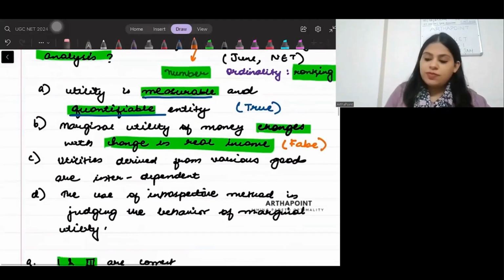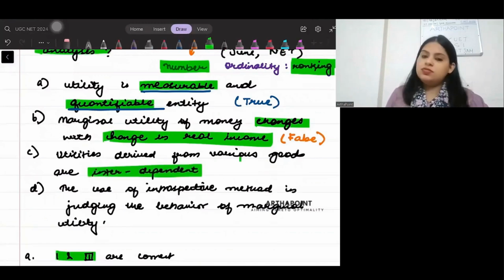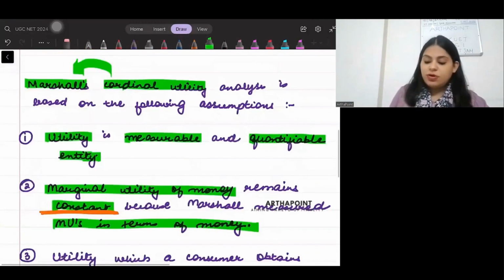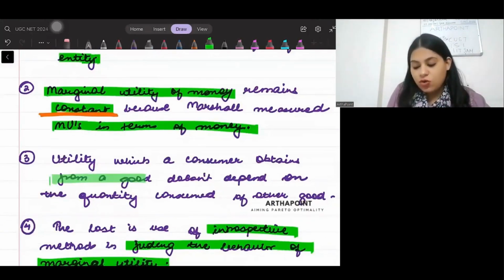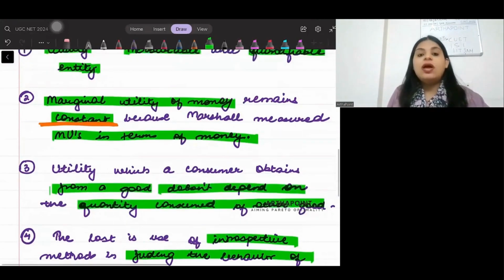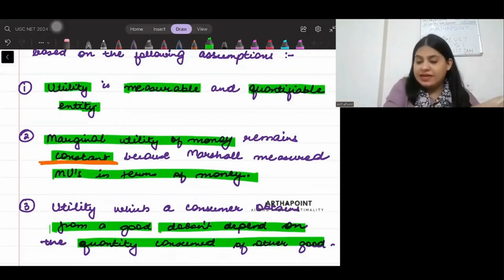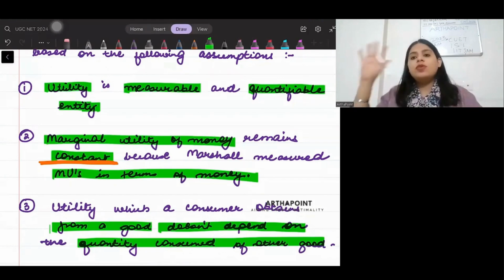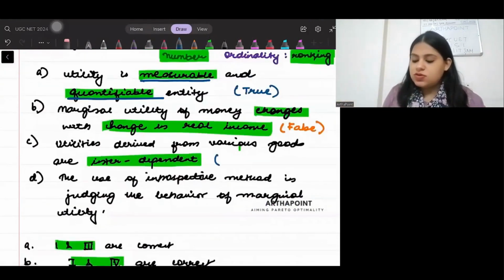Come to the next point. Utilities derived from various goods are interdependent. False. This is the third point. Utility which consumer obtains from a good does not depend on quantity consumed of other good. एक गुड दूसरे गुड पर कोई असर नहीं करता. The utility I get from one good is independent. It is separate from utility I get from the other good. So this is also false.